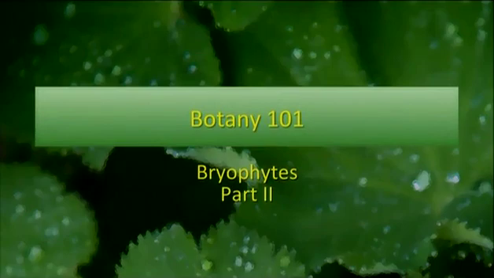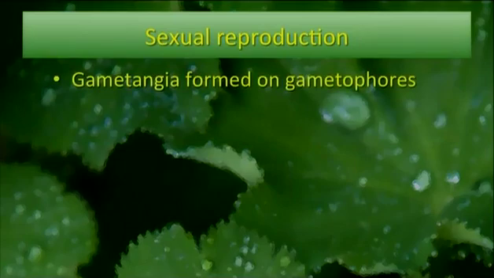Last time we were talking about the asexual reproduction of the thalloid liverworts. Right now we're going to get into the sexual reproduction of thalloid liverworts. Gametangia are formed on gametophores that are produced on separate male and female gametophytes. Remember, gametophytes are the plants that bear the gametes.